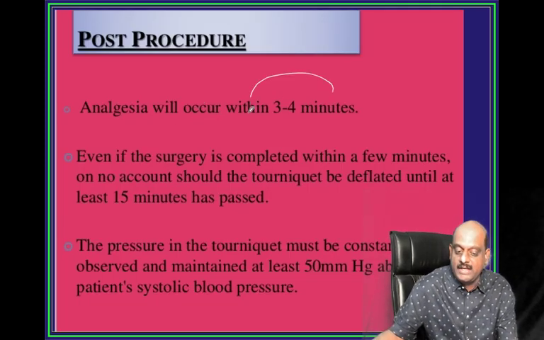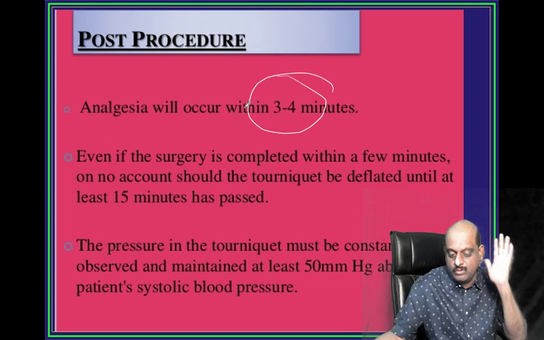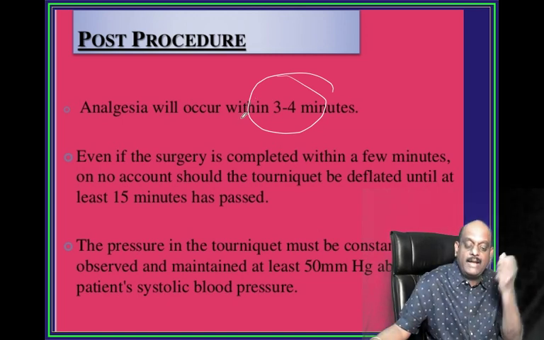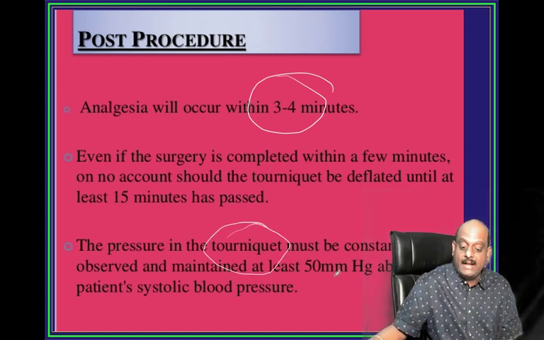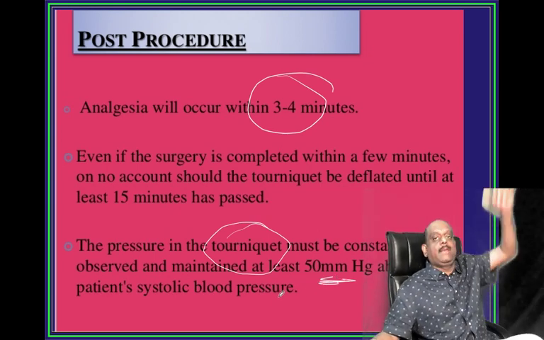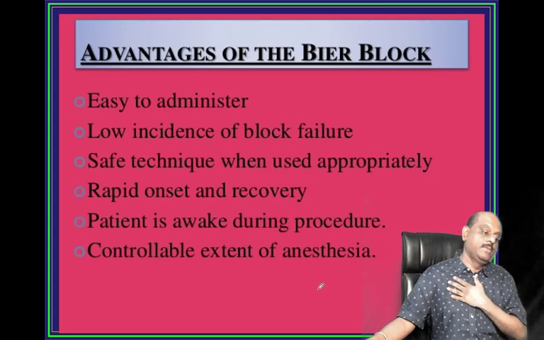And post-procedure, analgesia will occur within 3 to 4 minutes. And you need to maintain the tourniquet pressure at least 50 millimeters above the systolic BP. That's what you need to remember.